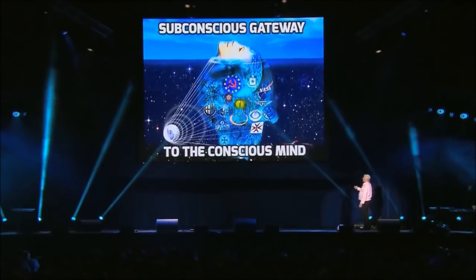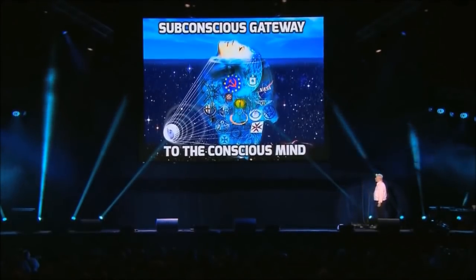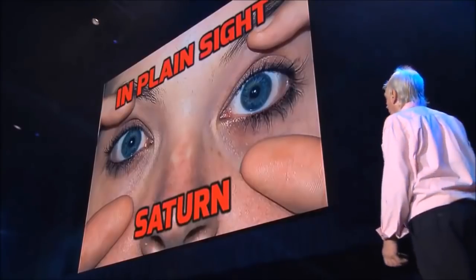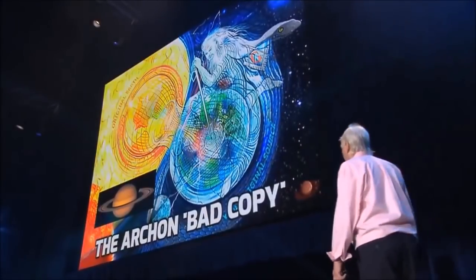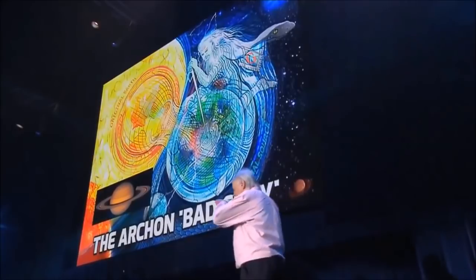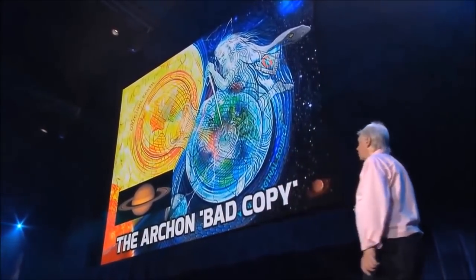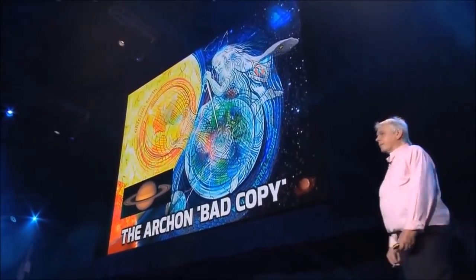So all this is putting information into the subconscious mind to filter through to the conscious mind. So, in plain sight, Saturn. Saturn is, I would say, after my research over the years, fundamental to understanding how this, quote, bad copy became our fake reality and continues to be so.